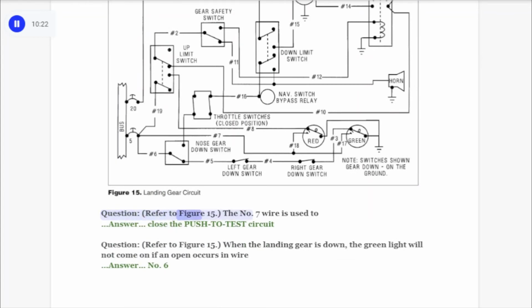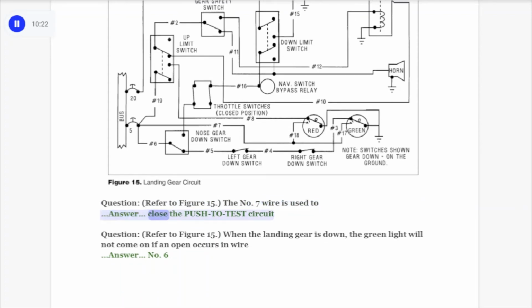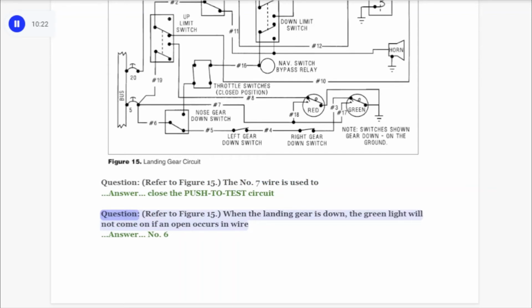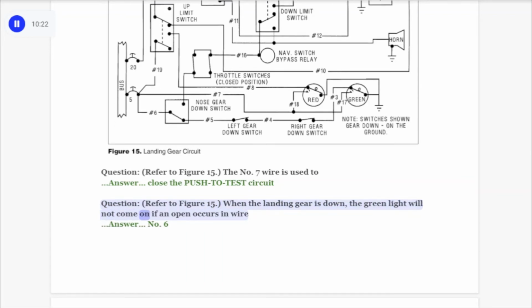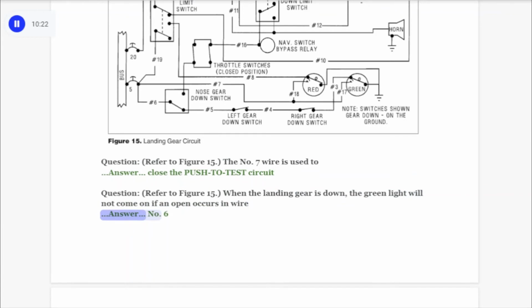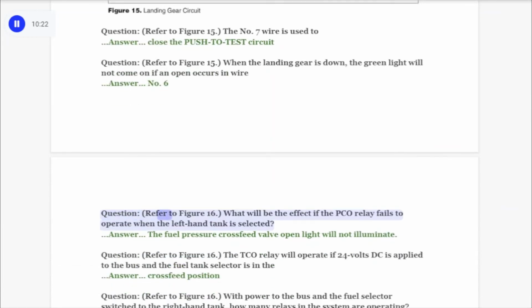Question. Refer to Figure 15. The No. 7 wire is used to. Answer. Close the push-to-test circuit. Question. Refer to Figure 15. When the landing gear is down, the green light will not come on if an open occurs in wire. Answer. No. Question. Refer to Figure 16.